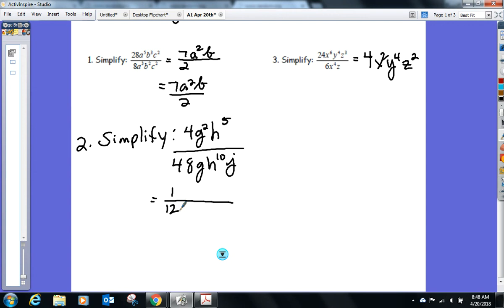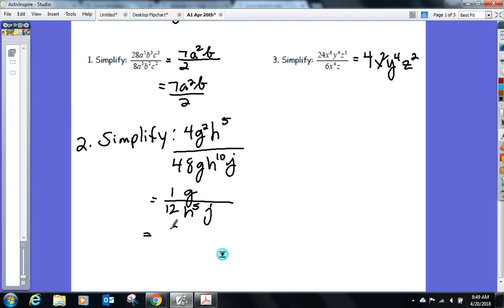All right, who just answered that one for me? Need another number. Let's go. 16. g squared, g. What's left? g squared and a g. Where? Okay. Give me another number. 3. h to the 5th and h to the 10th. What's left? Where? 2. I got j and nothing here. It would be j. Where? In the denominator. There you go.